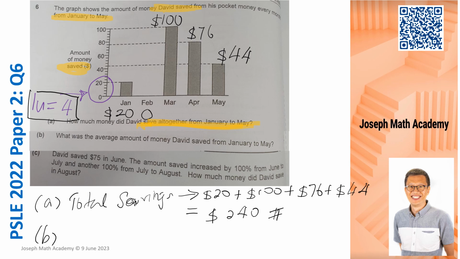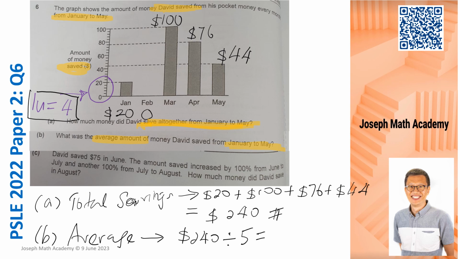Now, part B is asking us to find the average of money David saved from January to May. So average means we use the total divided by the total months indicated in the bar graph. Now, February is counted. February should be included. We cannot ignore February even though there is no value there. From January to February to March to April to May, there's a total of 5 months.